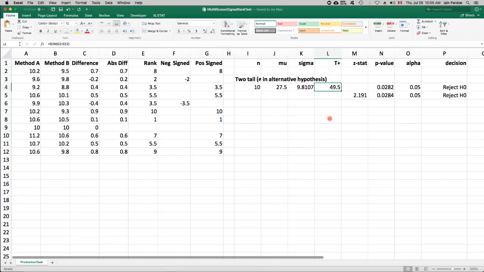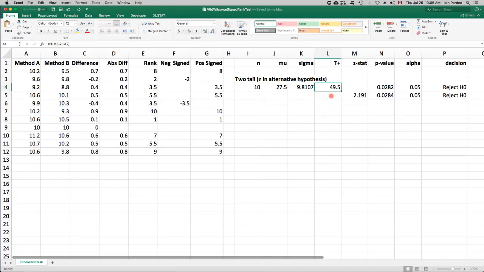Next step is to calculate a p-value for that T plus, and we can do that in one of two ways. We can use software like XLStat to calculate an exact p-value for us, or we can use a normal approximation and get an asymptotic p-value. I'll show you that method first, and then we'll use XLStat to find the exact p-value.